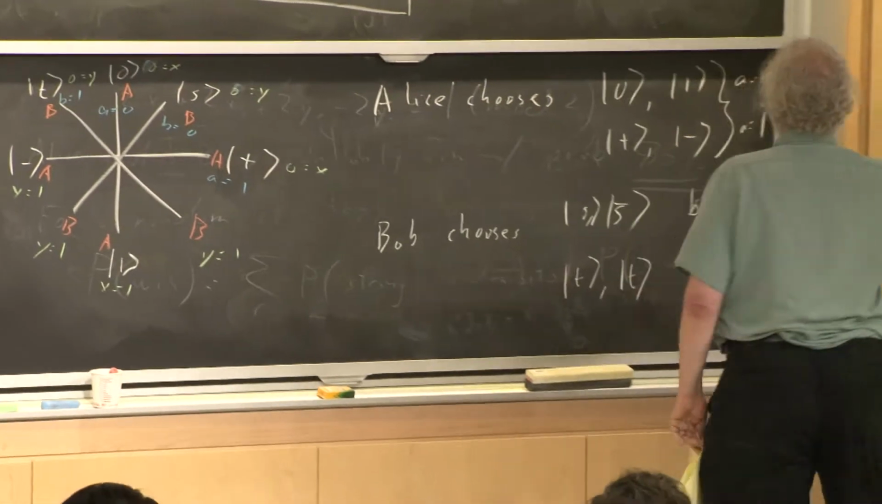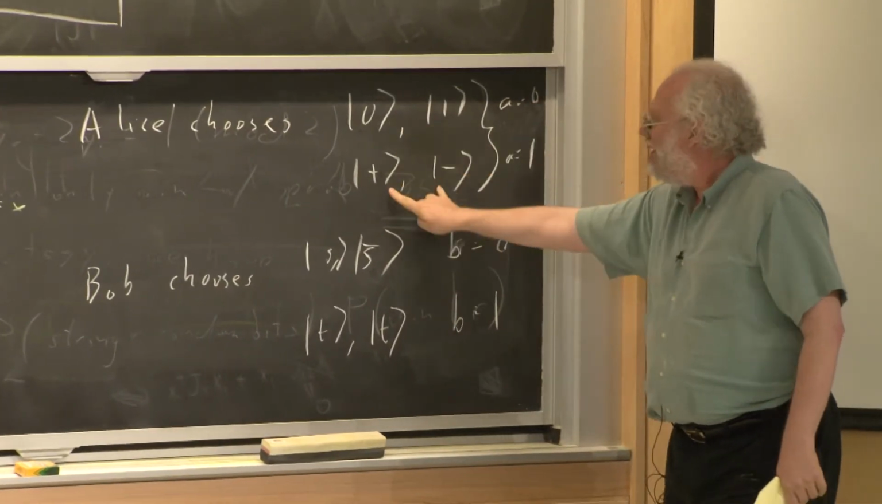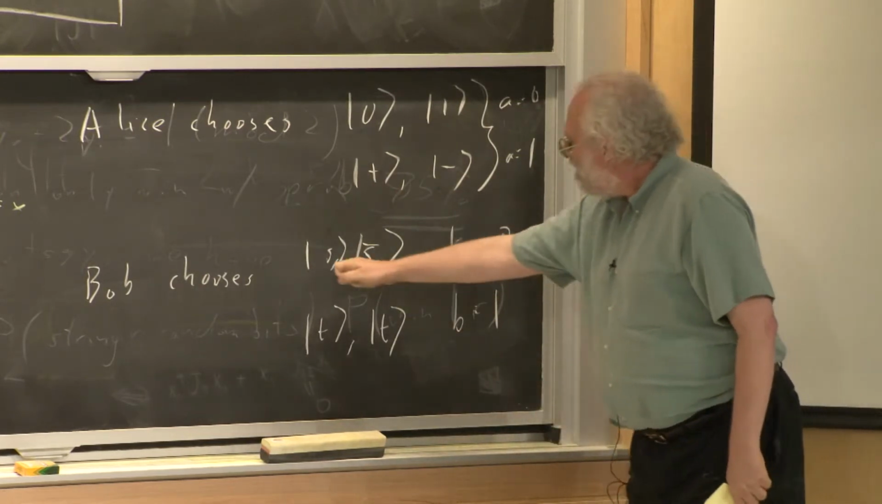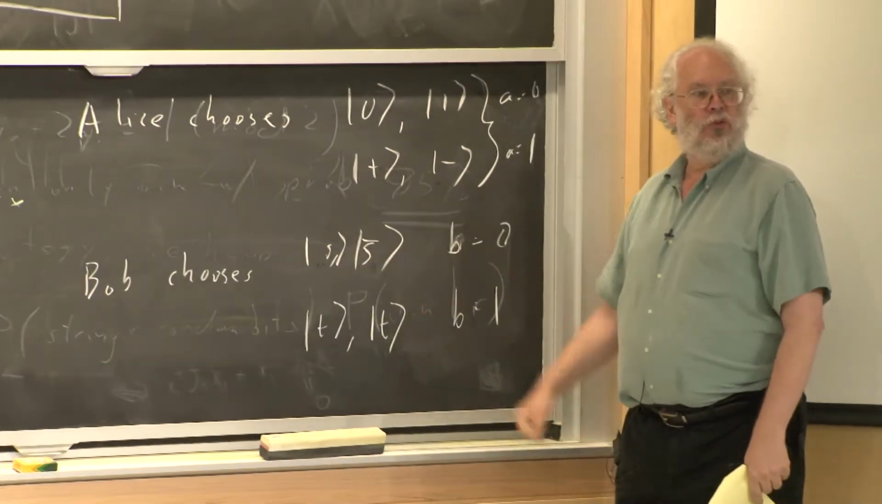So Alice gets a bit from the referee, and if the bit's 0, she chooses this basis, and if the bit's 1, she chooses that basis. Ditto for Bob, and if Bob gets this state, he outputs 0, and if he gets this state, he outputs 1.